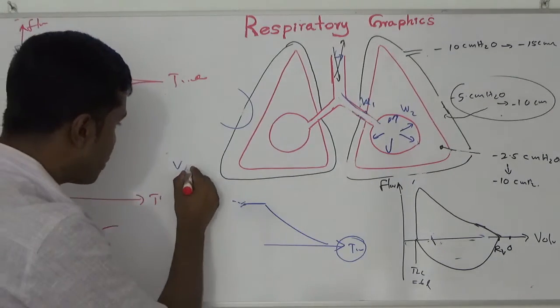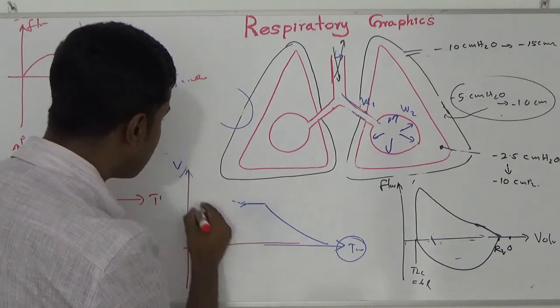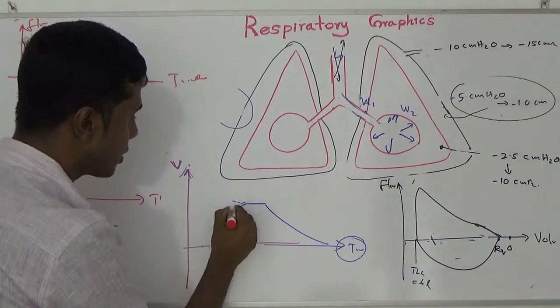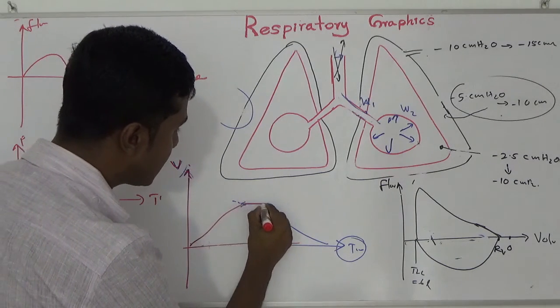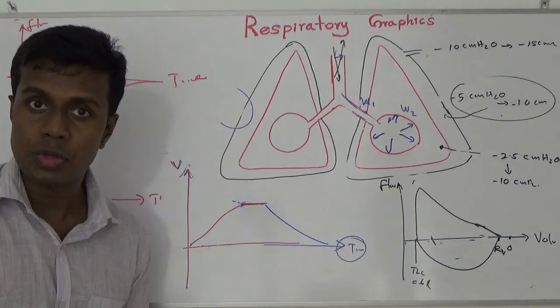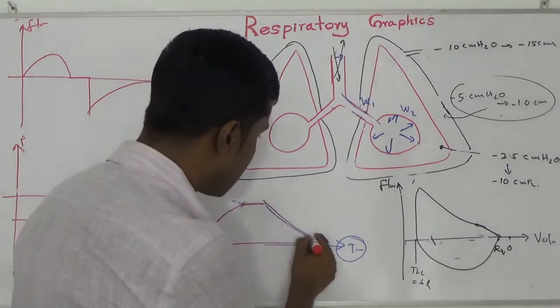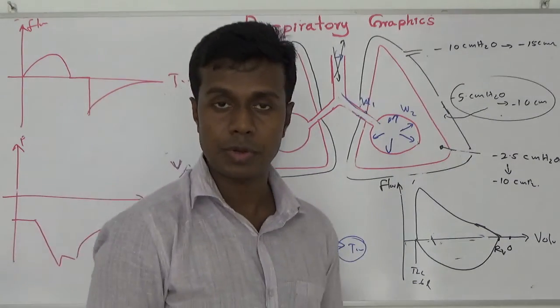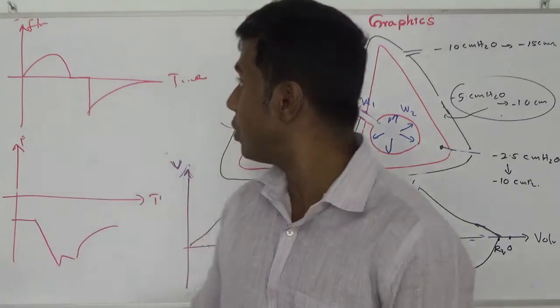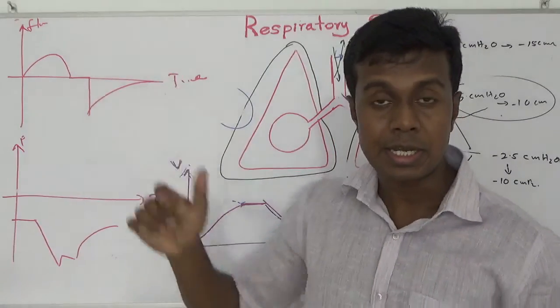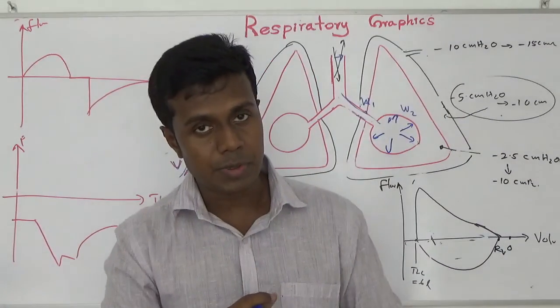Sorry, this is the volume time curve. What happened? Volume gradually increased, then it remained during the inspiratory hold, then expiration happened. This is the volume time curve. This is your flow volume relationship. The pressure volume relationship we discussed last. This is all regarding your respiratory graphics.